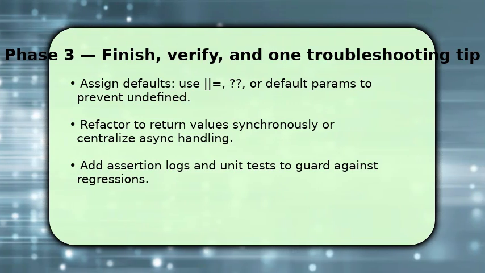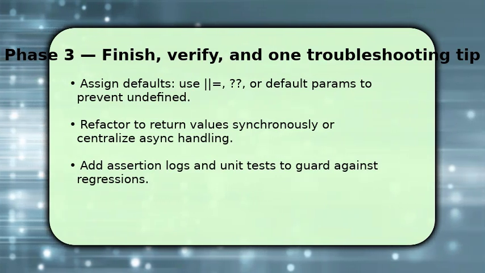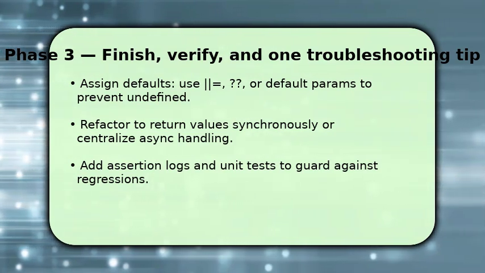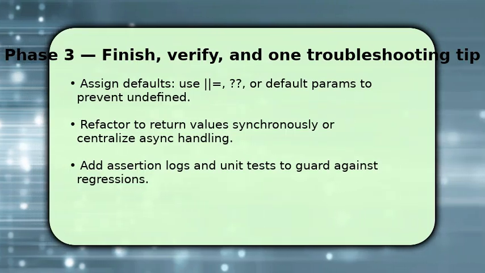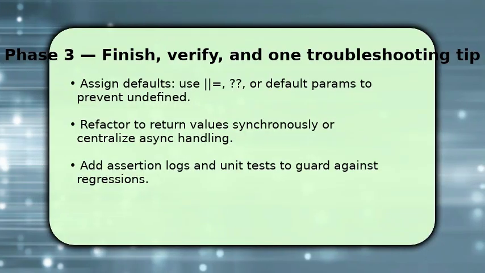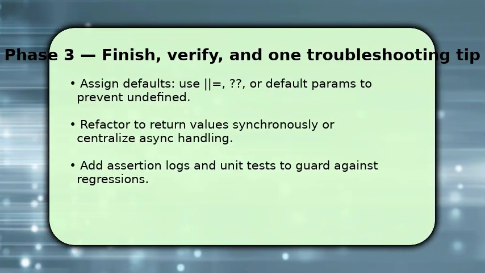If a value can be missing, provide defaults with nullish coalescing, or default function parameters. When appropriate, use ||= for safe assignment. Refactor code to return values consistently, or centralize async handling so callers always await results.